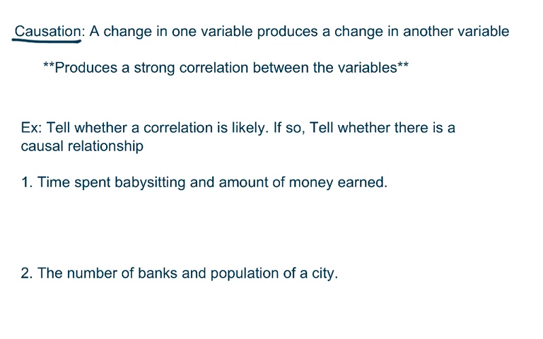Okay, so I got 4 examples here. Tell whether a correlation is likely. If so, tell whether there is a causal relationship. That's not casual, that's causal. Okay, does one affect the other? So does the first one cause the second one to change? That's really what it's asking.